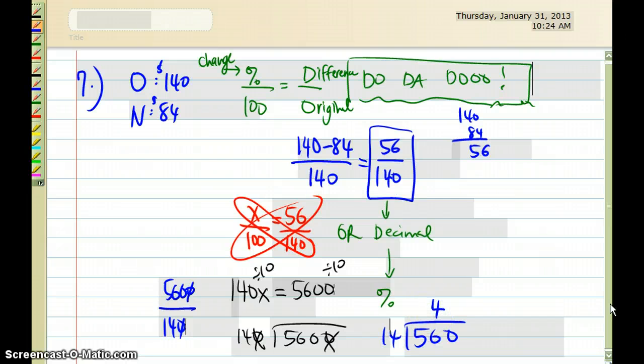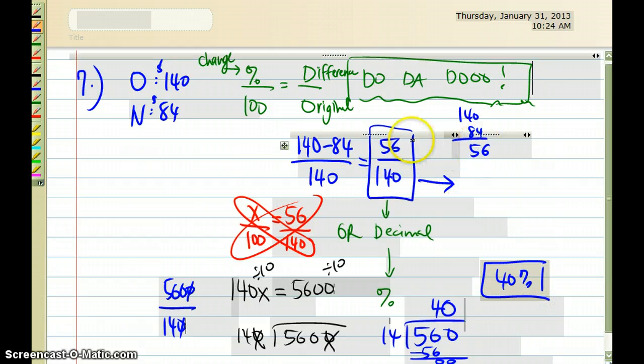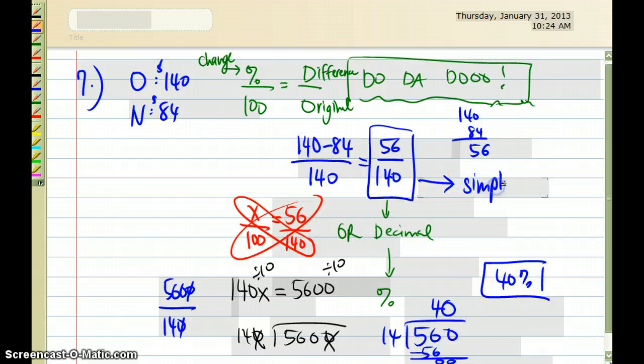That's going to be 4 times here, which is 56, with no remainders, and then add a 0, giving me my final answer of 40%. Okay, if I were to divide these two numbers and simplify it, I would simplify both by 56. Actually, I know that's a large number, but I would divide both by 14, which gives me 4 over 10, and 4 over 10 is the same percent as 40%.